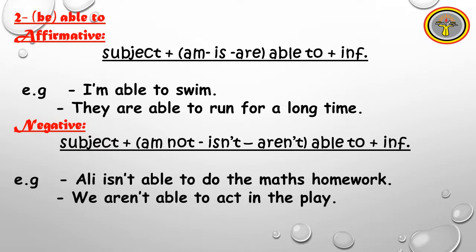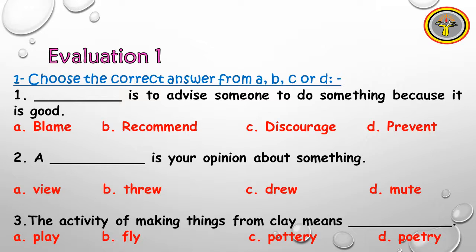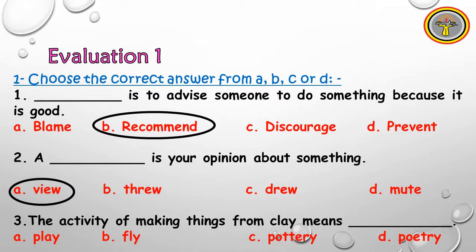Let's move to evaluation one. Choose the correct answer from A, B, C, or D. Number one, space is to advise someone to do something because it's good. I think the right answer is recommend. Number two, a space is your opinion about something. The correct answer is view. Number three, the activity of making things from clay means pottery.